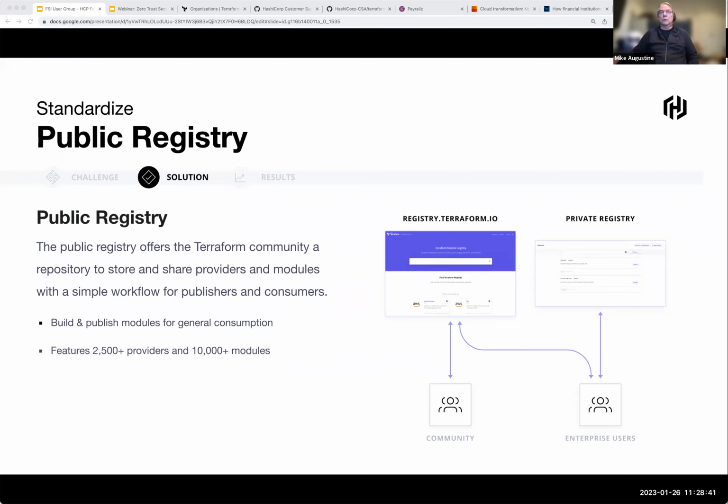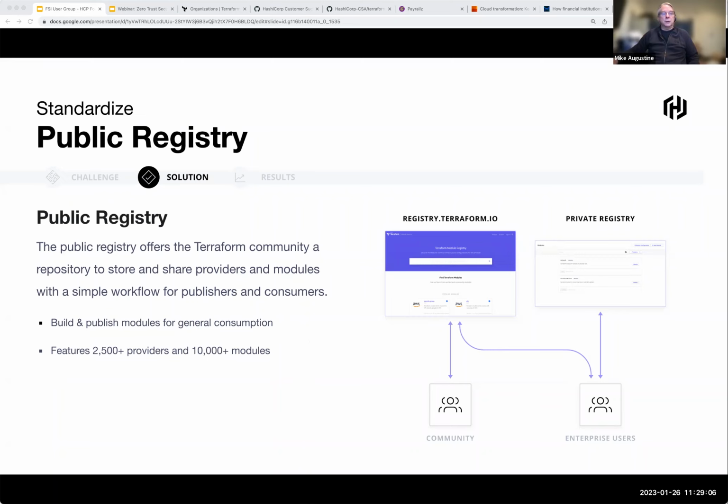Talked about the public registry. The registry is growing with not only modules, but the addition of other parts of the Terraform ecosystem, such as providers, Sentinel policies are joining in the registry, and even run tasks, as we'll talk about.